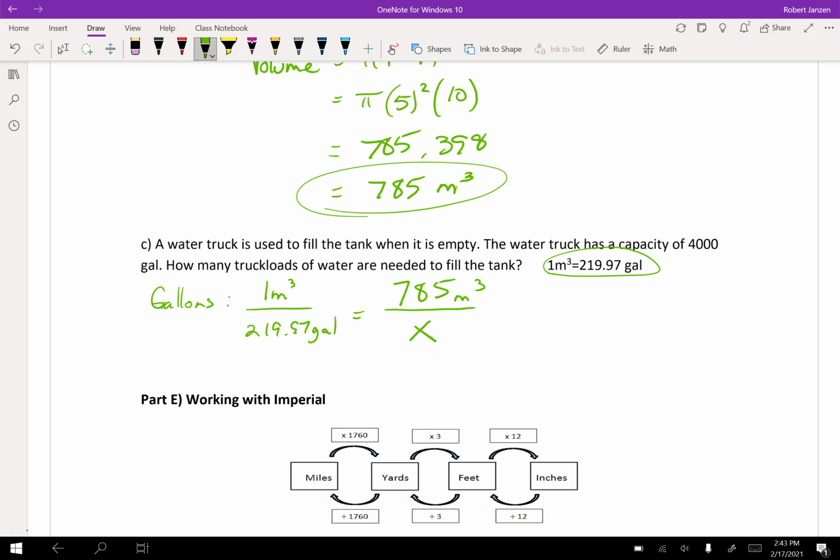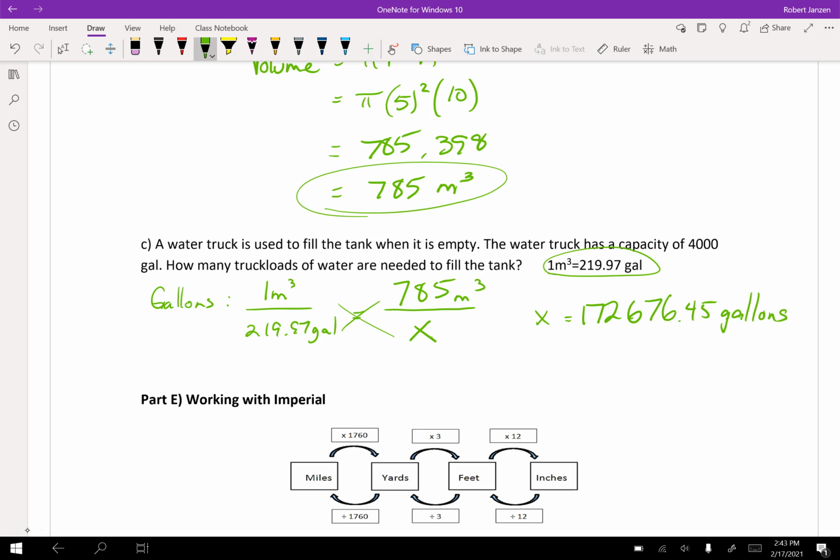In this case, we have the meters cubed on the top, and we have the gallons on the bottom. Whatever works for you, you're going to get the same answer. So what we're going to do here is cross multiply. You get x is, and 219 times 785 turns out to be a pretty big number. So this many gallons.